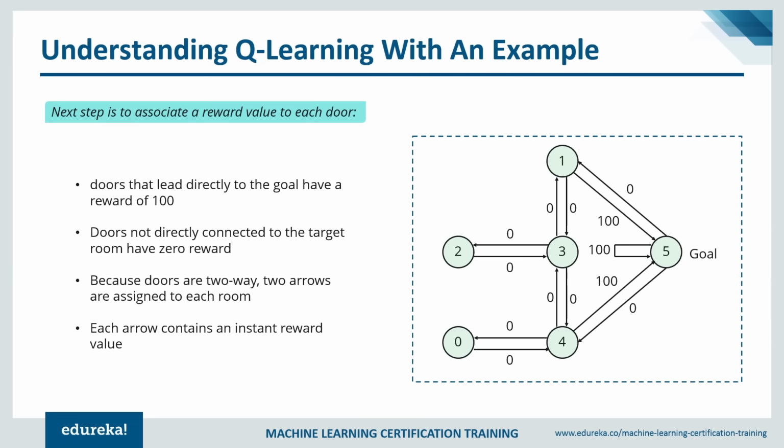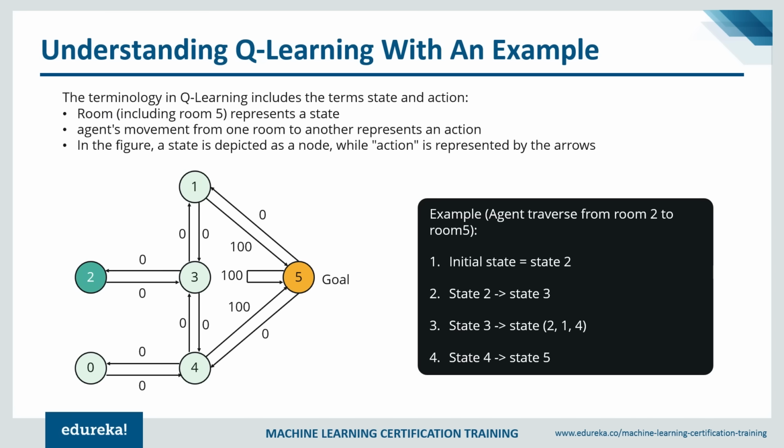After that, the terminology in Q-learning includes the terms states and actions. So room 5 represents a state. The agent's movement from one room to another room represents an action. And in this figure, a state is depicted as a node, while an action is represented by the arrows.